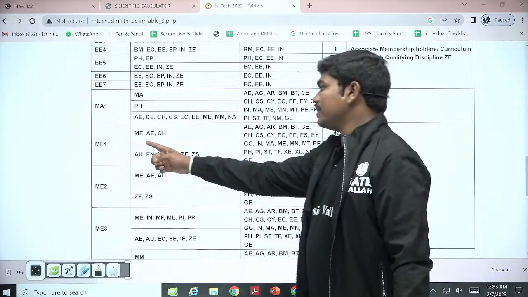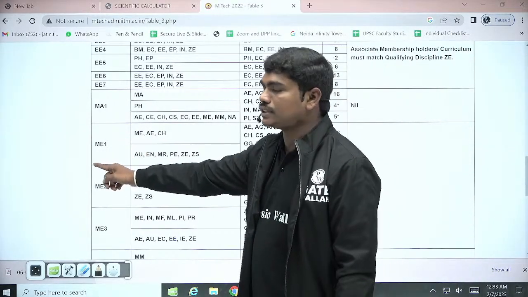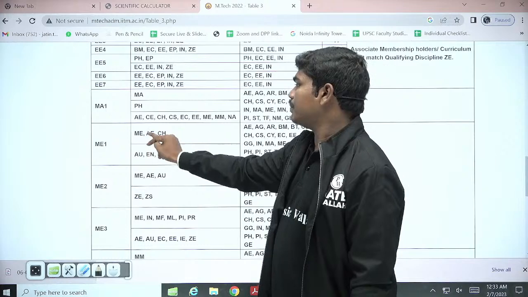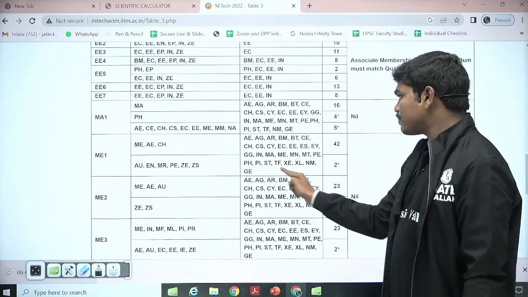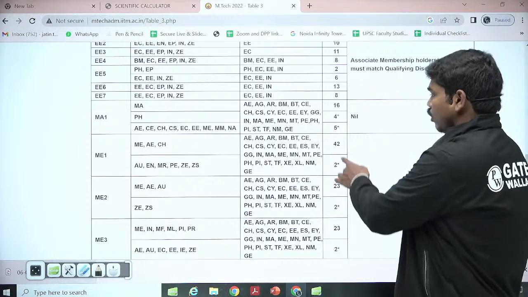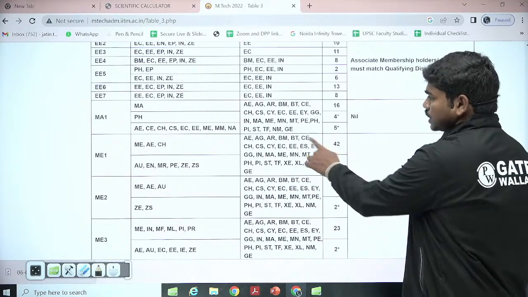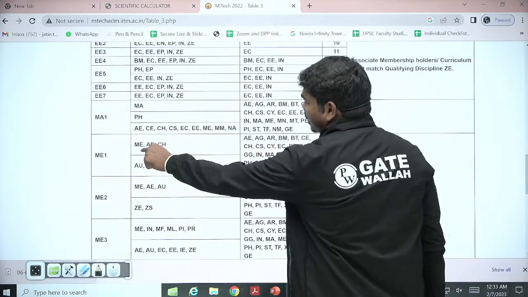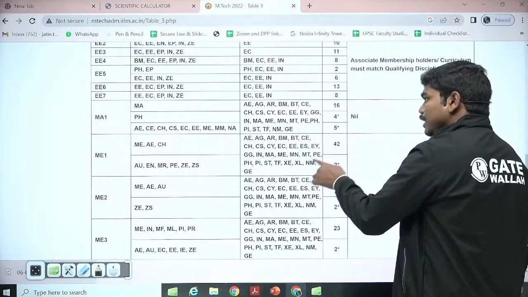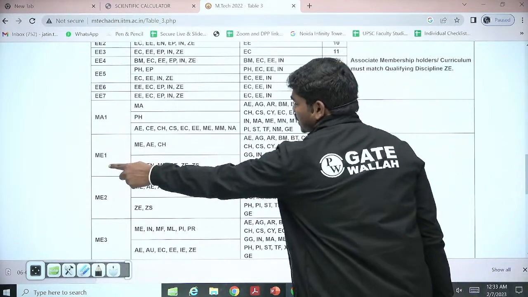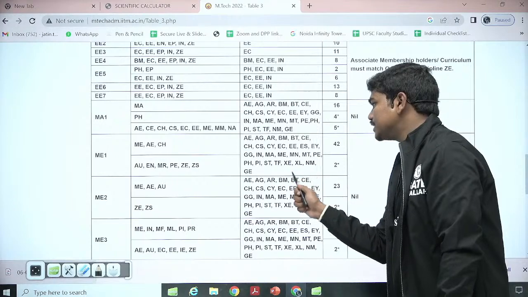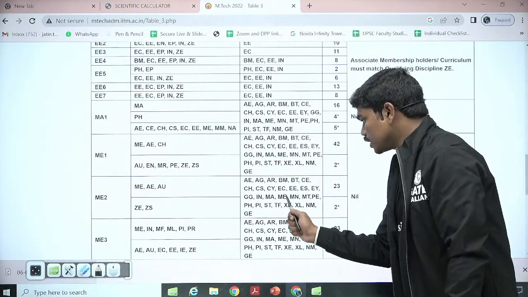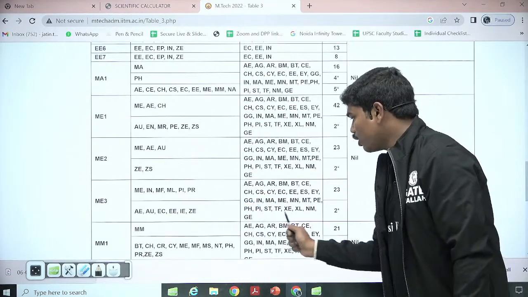Here, ME1 is thermal and fluid sciences basically. ME is mechanical, so you can have a BTech in mechanical, then write the GATE paper in any one of these. Total 42 seats and 2 backward seats. So with a mechanical BTech and a GATE paper in any of these, you can apply for the program ME1. Here you can clearly see there is XC, the engineering sciences paper. For ME2 also there is XC, for ME3 also there is XC.